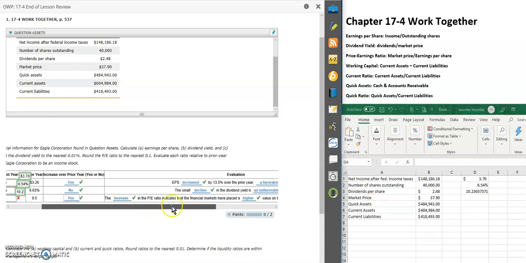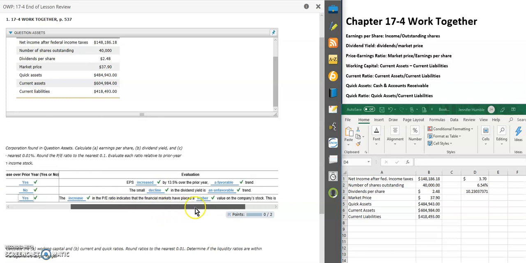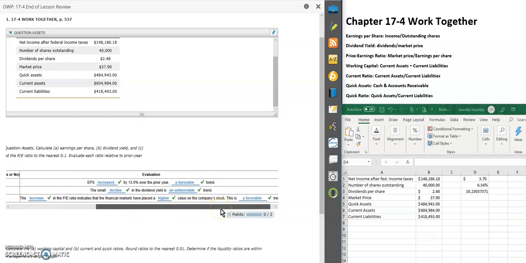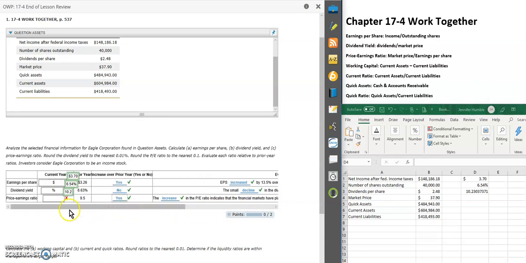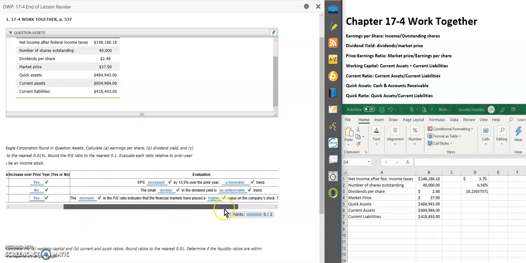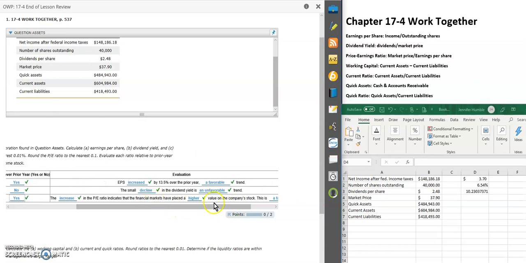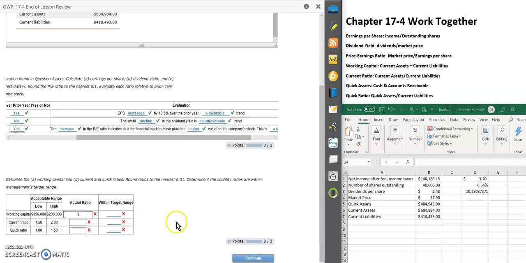All right, so the increase in the PE, price earnings ratio, indicates that the financial markets have placed a higher value on the company's stock, and that is a favorable trend. Okay, so your market price divided by your earnings, if that goes up, that's a good thing, and the markets think that your company stock is worth more. All right, so now down here we've got a few more ratios.